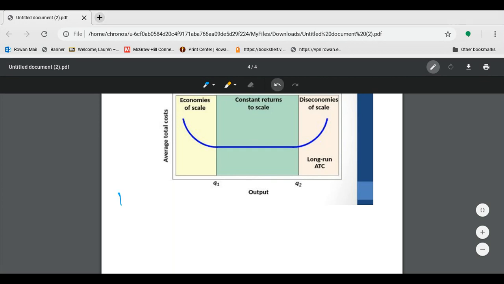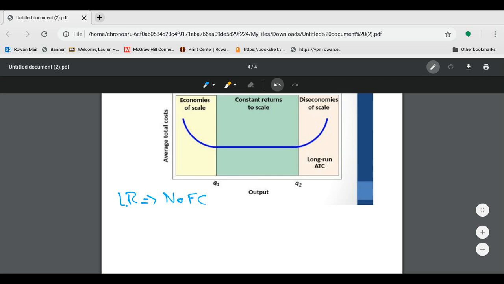So again, remember long run, well, not remember, but I'm telling you, long run is a time period now where there's no fixed cost. So we don't have that rent that we have to pay. We don't have the lease, anything like that. Everything is variable.